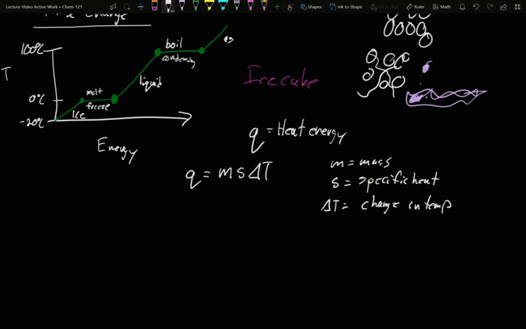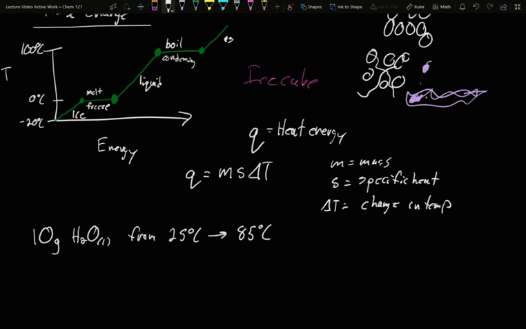If you only want to heat water up a little bit, you don't have to leave it on the stove very long. But if you want to heat it all the way to boiling, you have to leave it on longer. The bigger your change in temperature, the more energy is going to be required. So let's talk about all of these by walking through a problem. Let's say I have 10 grams of liquid water, and I want to go from 25 degrees Celsius up to 85 degrees Celsius.